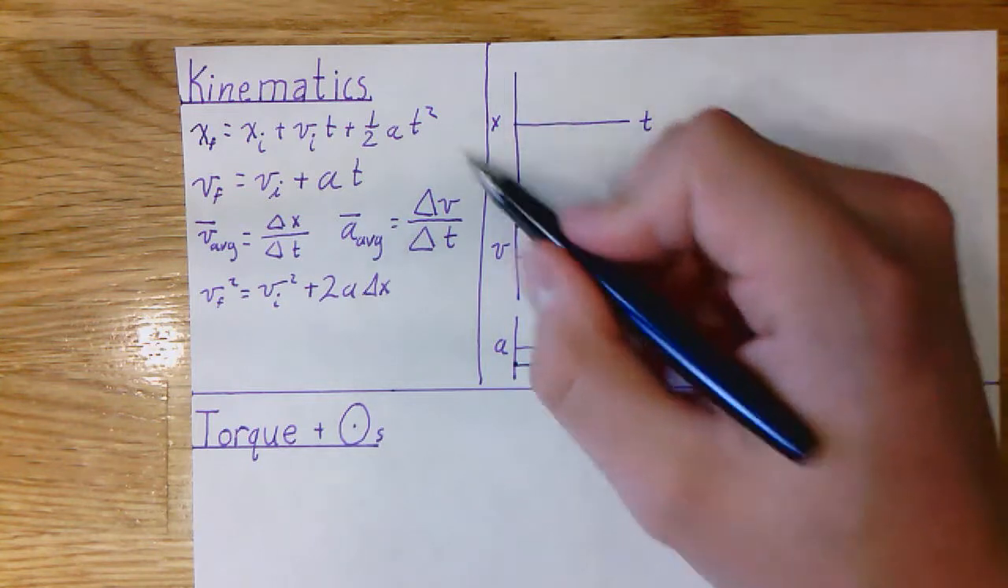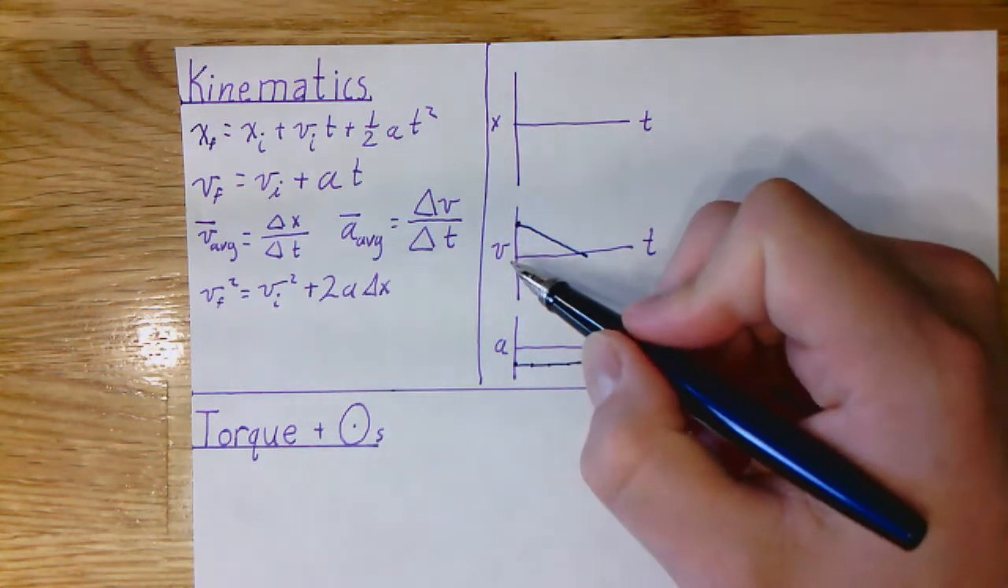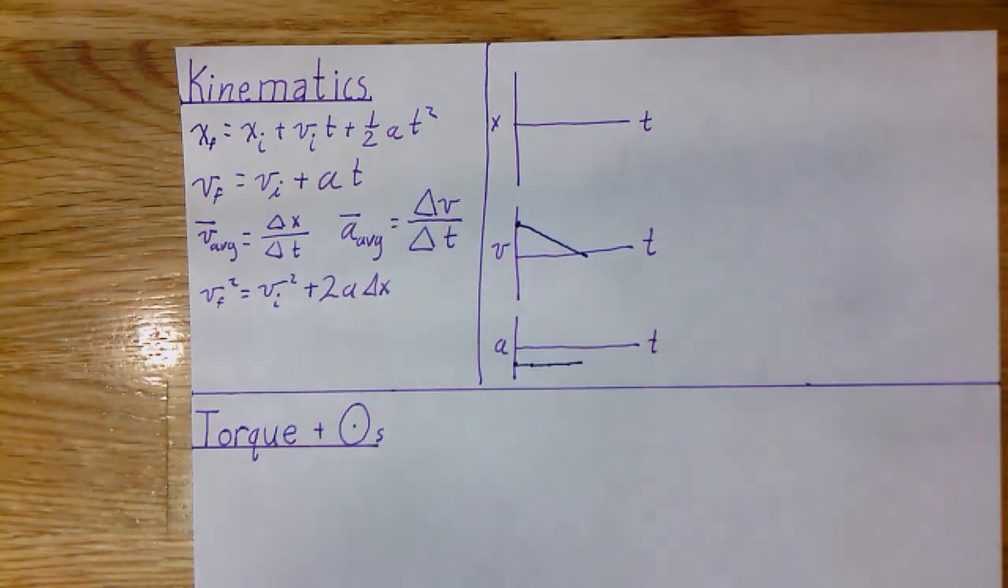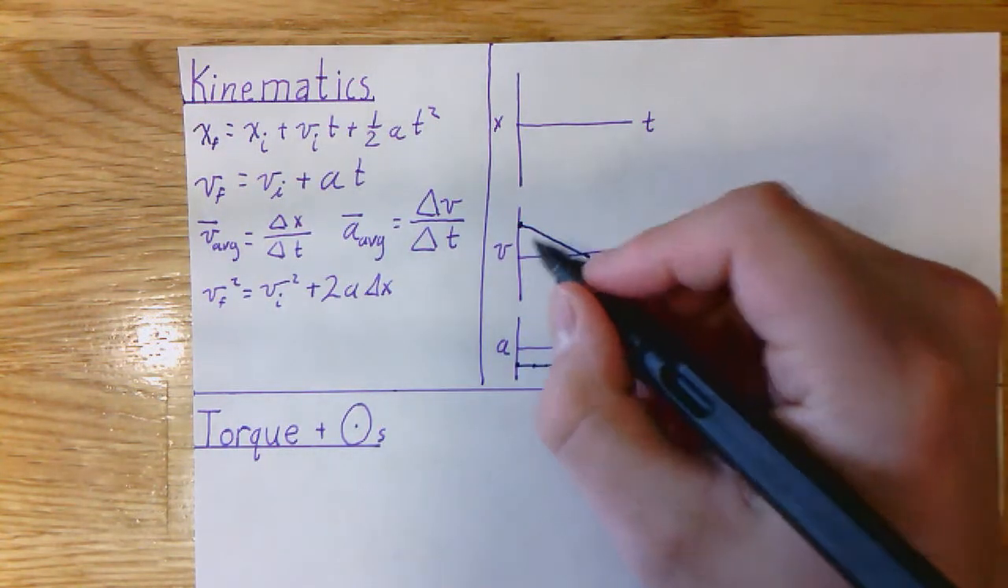Okay. To get the position from a velocity time graph, you would have to look at the area underneath the graph. You'd want to look at this stuff down here.